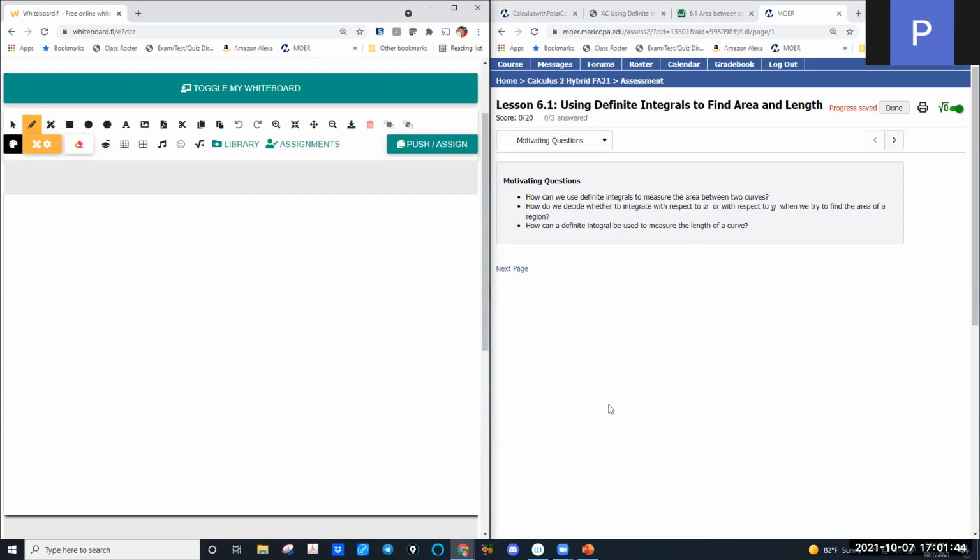Okay, let's dive into 6.1. We're going to look at area in a few different scenarios. And the first one we're going to talk about is area between 2 curves. All right, and again, I want to kind of come at it from this idea of slicing.